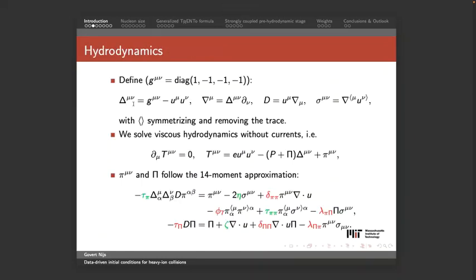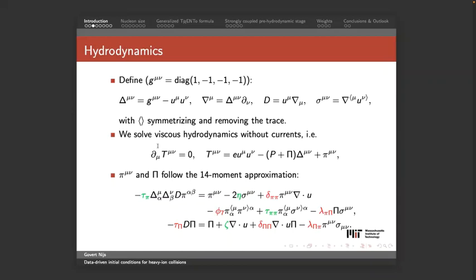So starting with hydro, in essence it's sometimes called the ultimate effective field theory. You look just at conservation laws. For example, what you solve in absence of any flavor currents is simply the conservation of the stress energy tensor. But then you don't have enough equations to solve this, because T mu nu has 10 components and there's only 4 equations there.